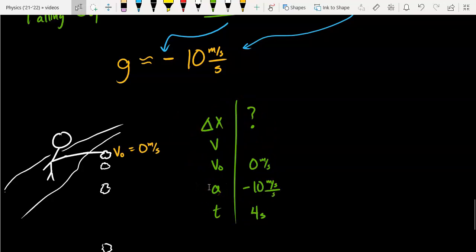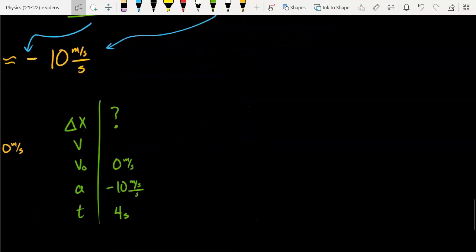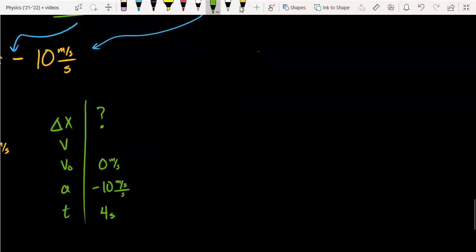Okay? So here I have these values. I can go ahead and take a look at my equations and see, what is the one equation that doesn't have a final velocity in it, that has these other 4 variables in it? And so when I do that, I see this kinematic equation right there. And now I can start plugging and chugging. Now, what do we know?